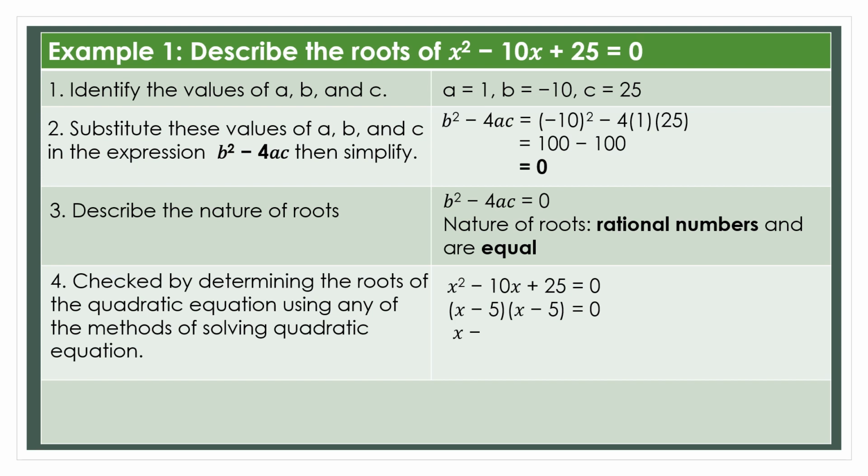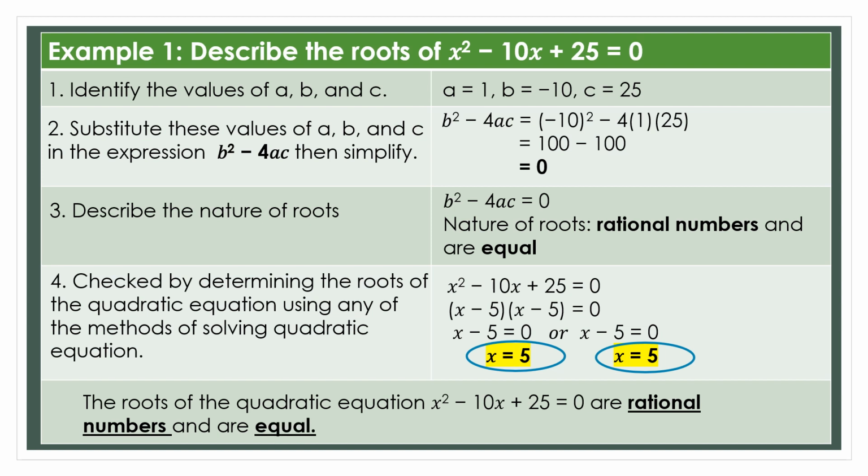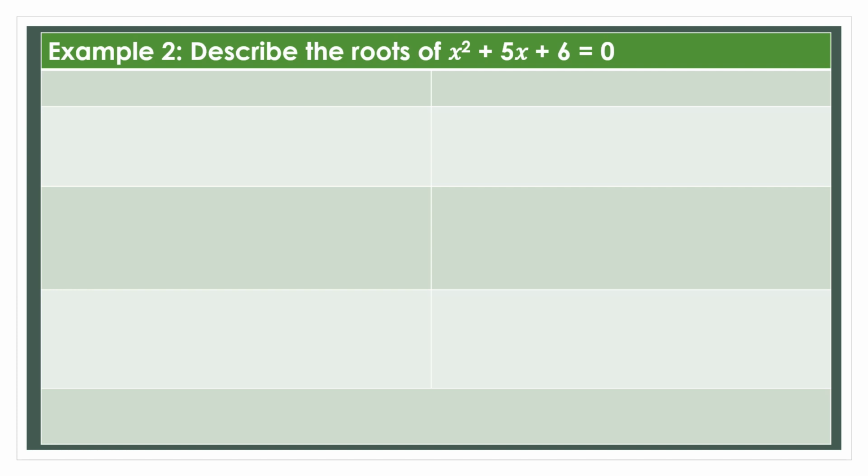Then set these factors equal to 0. So we have x minus 5 is equal to 0 or x minus 5 is equal to 0. Obviously, the value of x is equal to 5. They are identical or equal. Therefore, the roots of the quadratic equation x squared minus 10x plus 25 is equal to 0 are rational numbers and are equal.